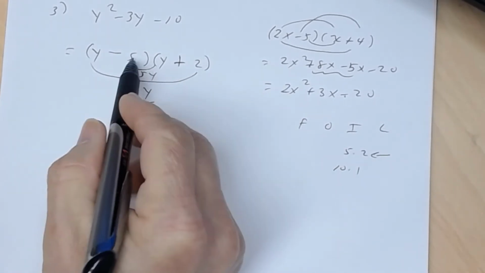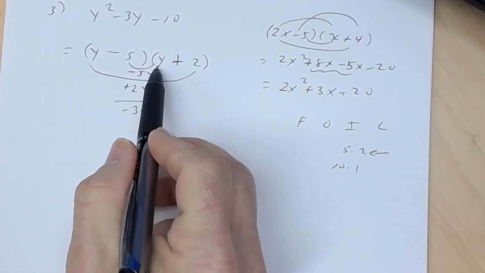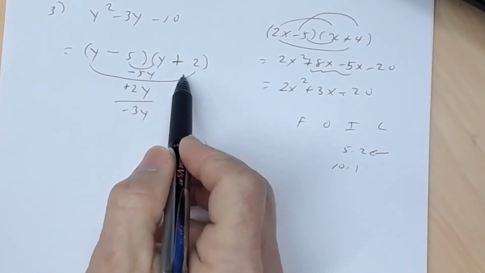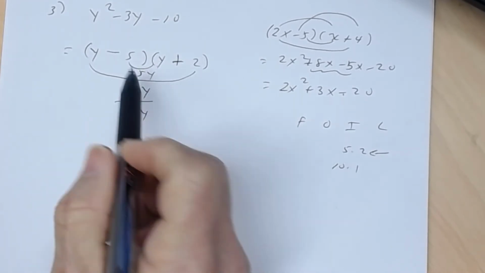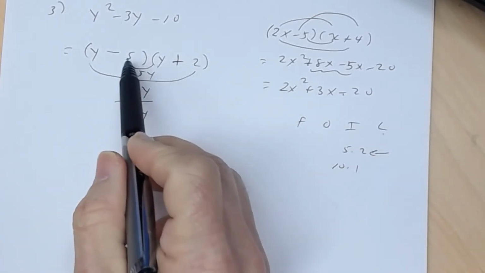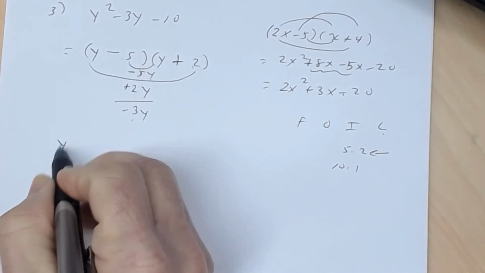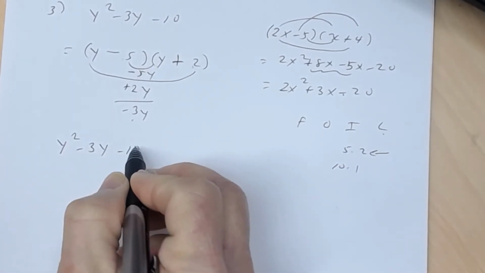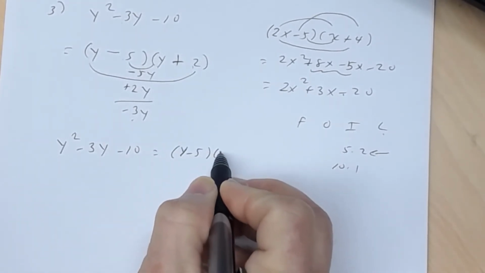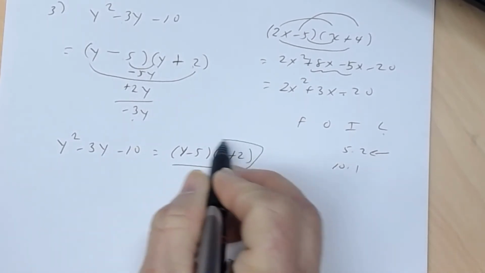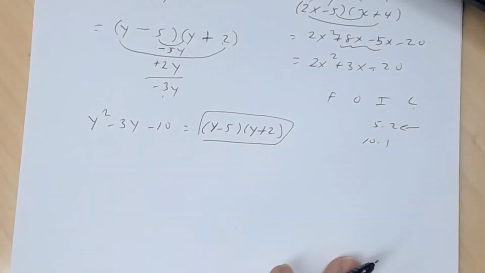Okay, so always check. Y times y is y squared. Always make sure you go through the process. The outer is a positive 2y. The inner is a negative 5y. And when you combine like terms, you get negative 3y, which is what you wanted. And then the last, a negative 5 times a positive 2 is a negative 10. So that means that y squared minus 3y minus 10 is going to equal y minus 5 times y plus 2. And again, you could have said y plus 2 times y minus 5. The order in which you multiply does not matter.